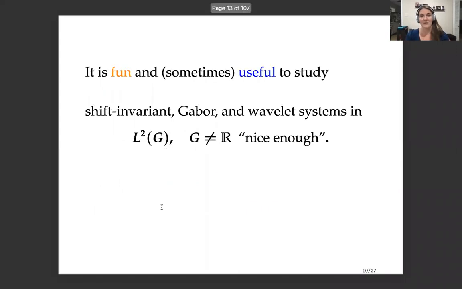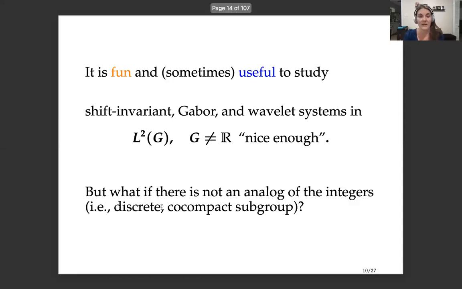Okay, locally compact abelian groups. It's fun and sometimes useful, not always, to study shift invariant Gabor and wavelet systems for L2 over different measure spaces. We've already seen examples throughout these sessions of looking at L2 with different fractal measures and things like that. But here I'm going to focus more on groups, something that has a Haar measure, for example. But what do we do? How do we use these techniques from real harmonic analysis if there's not an analog of the integers, so if we don't have a discrete co-compact subgroup?